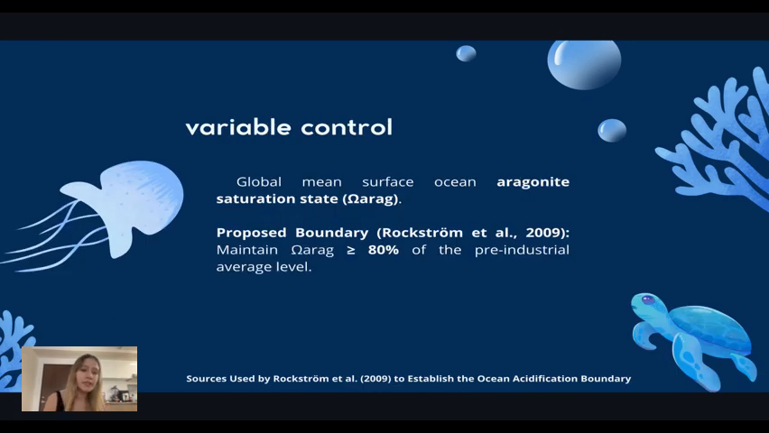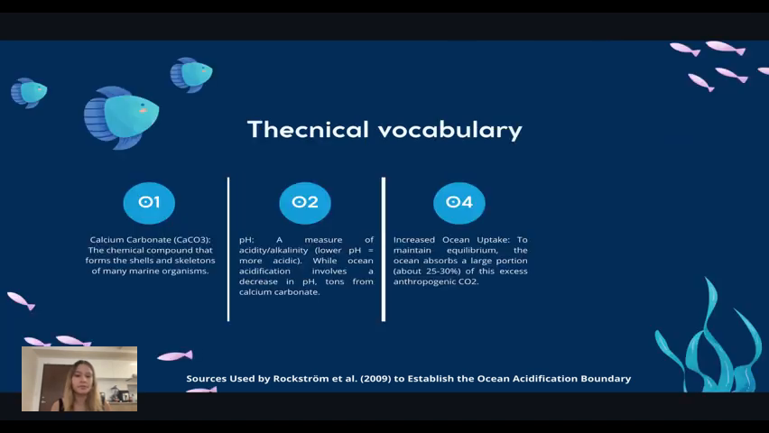The second one we need to know is the limit we're going to use. The measure we're going to use is called the variable control, which is the aragonite saturation state. It's a boundary proposed by Rockström in 2009, and it helps maintain the saturation state at 80% of the pre-industrial average level. Then we need to know the technical stuff.